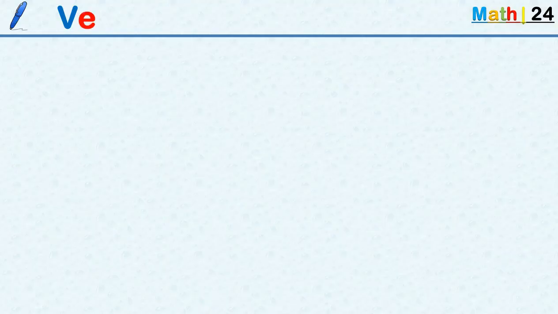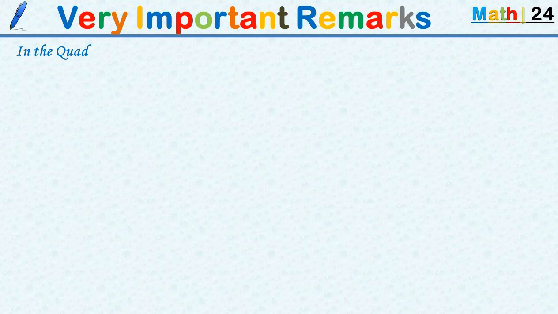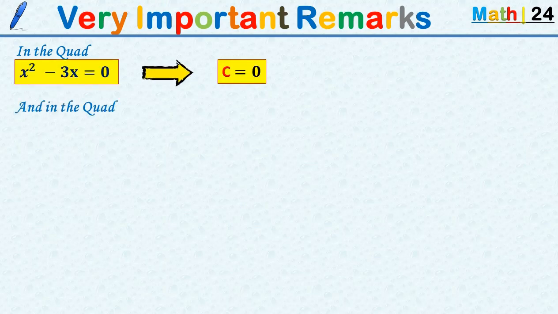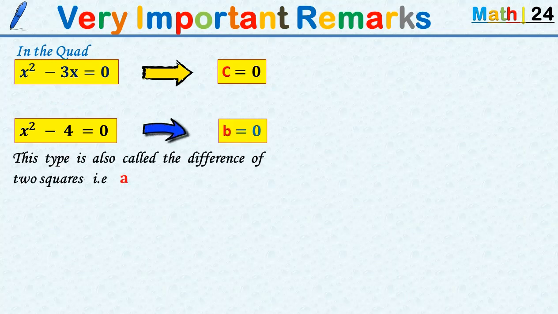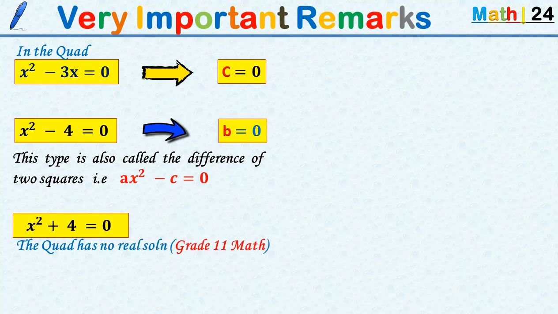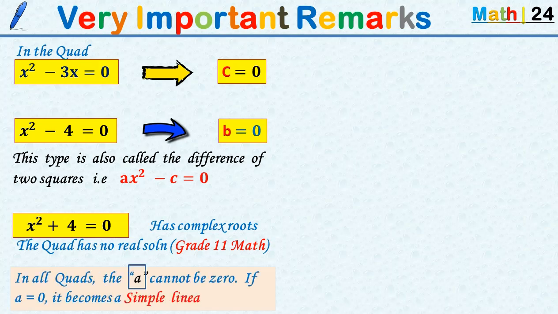Some important remarks. In the quadratic equation x squared minus 3x equals 0, the value of c equals 0. In x squared minus 4x equals 0, b is equal to 0. This type of equation is also called the difference of two squares and has the general form ax squared minus c equals 0. In x squared plus 4 equals 0, the quadratic has no real solution. That's grade 11 and 12 maths. It has complex roots. In all quadratics, a can never be equal to 0. If a is equal to 0, the quadratic becomes a simple linear equation.